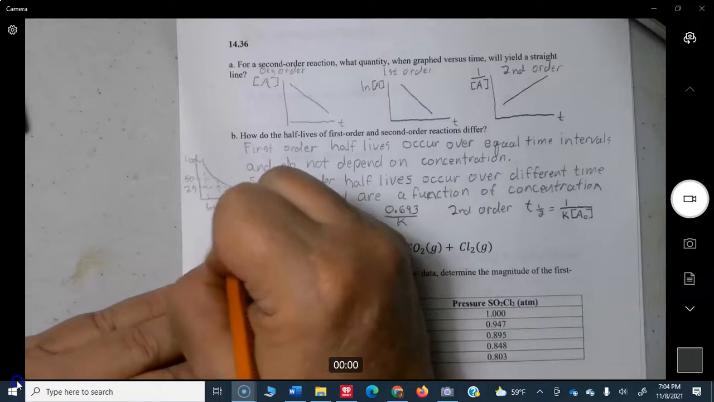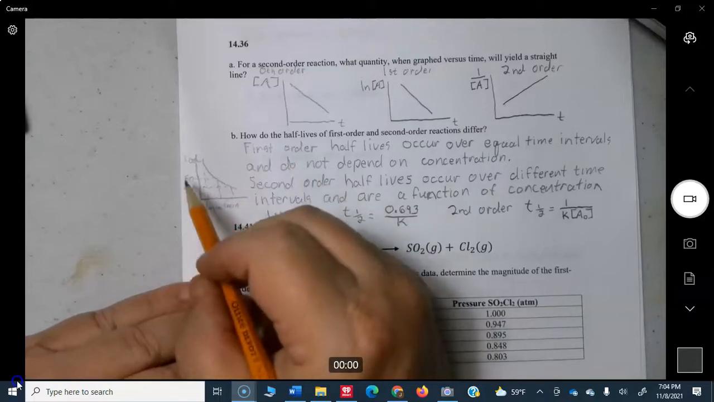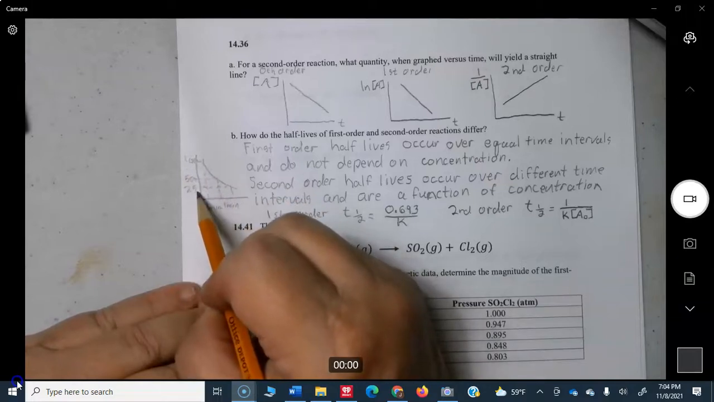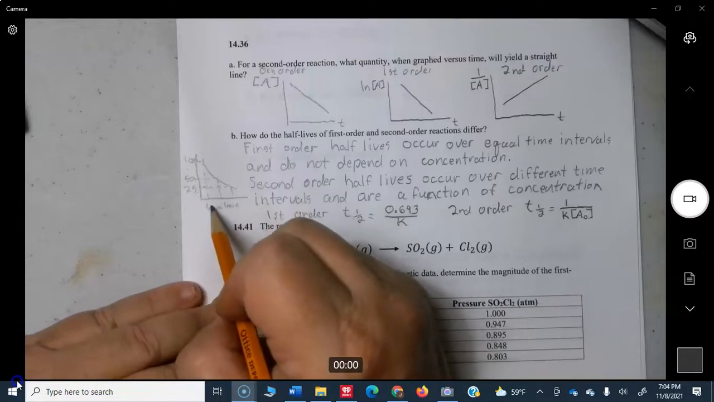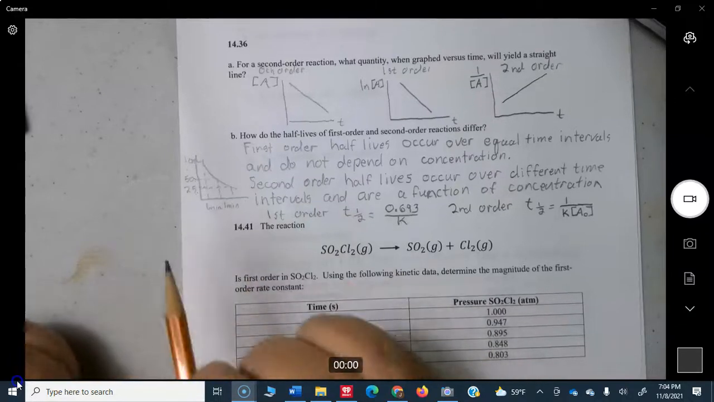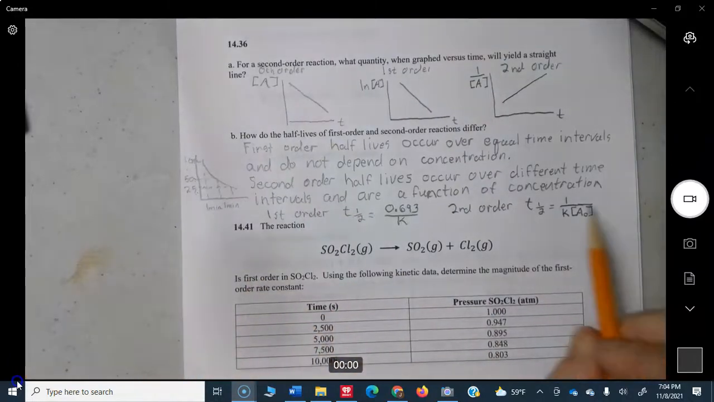So the time intervals for first order are equal. You constantly cut it in half, whatever it is. Here it's 100, you cut that in half to 50. Here it's 50, you cut that in half to 25. 25 would be cut in half to 12 and a half, and each of those would take the same time interval of 1 minute. That's true only of a first order reaction. Second order is not quite as neat. It depends on the concentration at the beginning of each time interval, so it's going to be constantly changing.